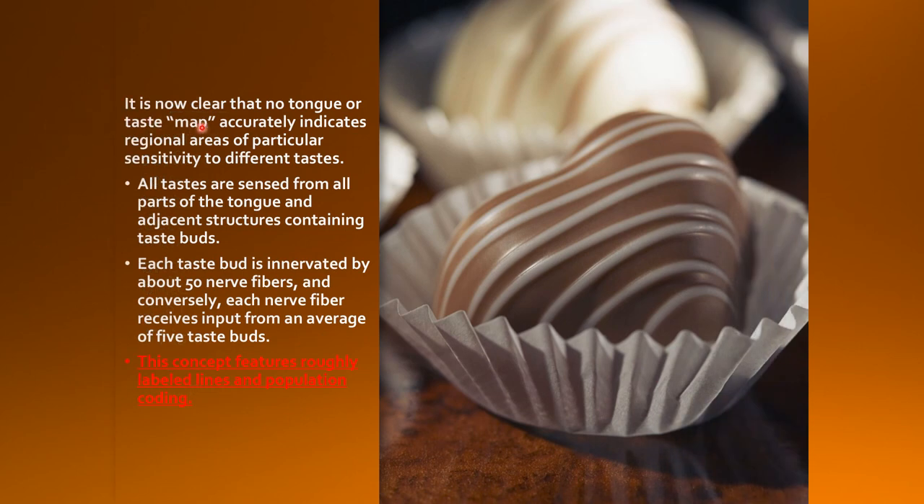Now it is clear that no tongue or taste map accurately indicates the regional area of particular sensitivity to different tastes. All the tastes are sensed from all parts of the tongue and adjacent structures containing the taste buds. Each taste bud is innervated by about 50 nerve fibers, and conversely each nerve fiber receives inputs from an average of 5 taste buds. And this concept features roughly labeled line and population coding.